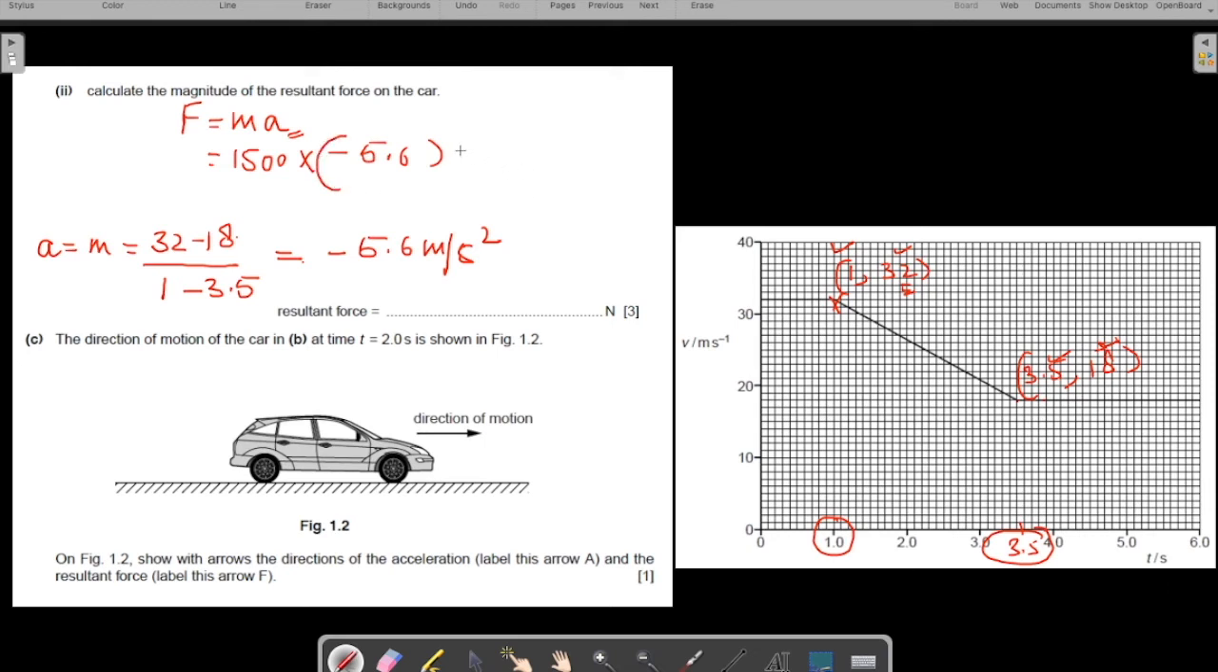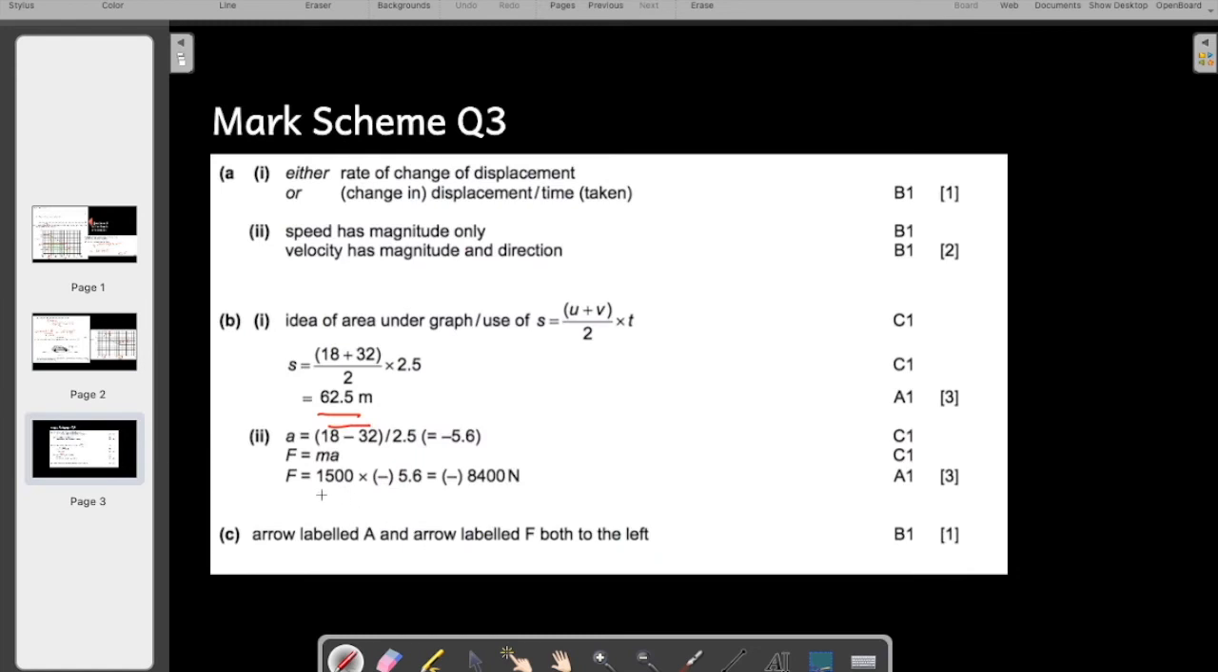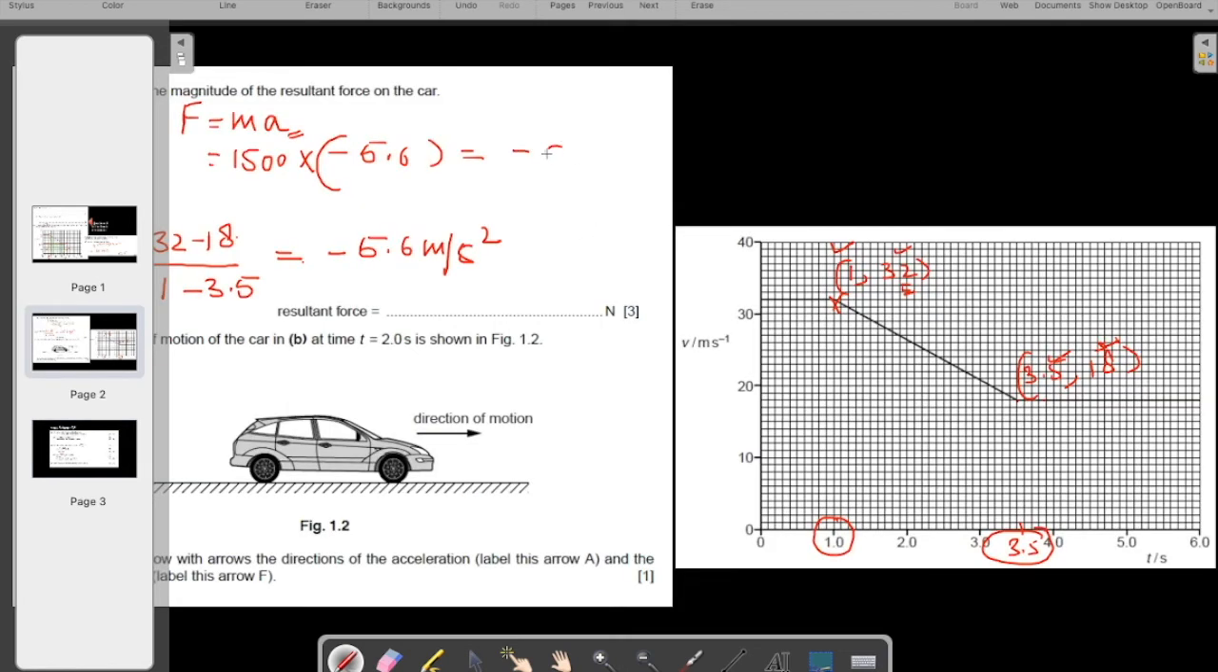You are an AS level student. Please do not ignore the sign. Move forward with all the signs taken care of properly, right? So when you solve it, you'll get your answer as a negative value of force. If you see here, negative 8400 newtons. So this is your answer, negative 8400 newtons.